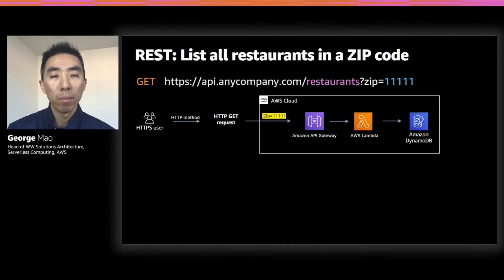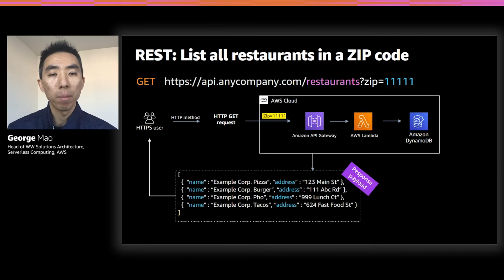In this case, I am hosting my API on a serverless platform using Amazon API Gateway, and I have AWS Lambda set up to provide my compute backend. When this request goes through, API Gateway will ingest the request and then send the JSON payload back to the consuming client. And that JSON payload might look something like this. In this case, we just have 4 restaurants that are being returned that belong in the 11111 zip code. Those are example Corp Pizza, Burger, Pho, and Tacos.